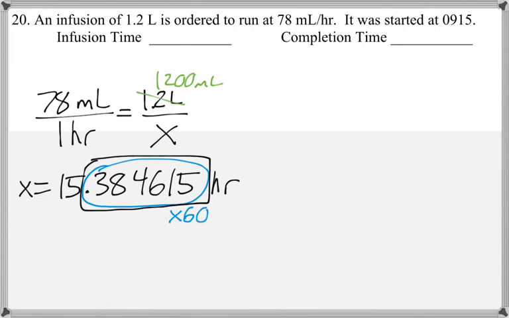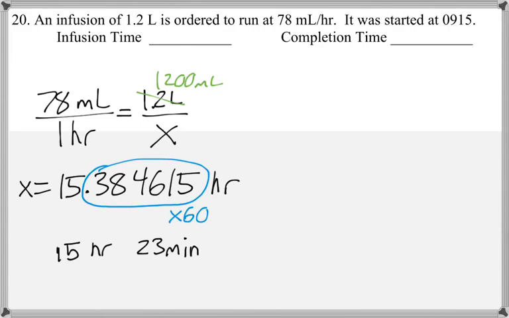So you can either just retype the decimal part, or if you just first subtract 15. So if I minus 15 on my calculator, then it will give me just the decimal. And then from there I can multiply by 60 and then round to the nearest whole number. So this is 15 hours and 23 minutes.